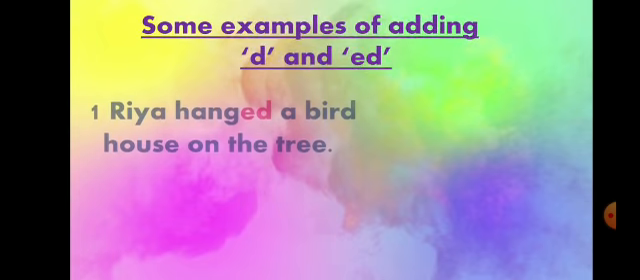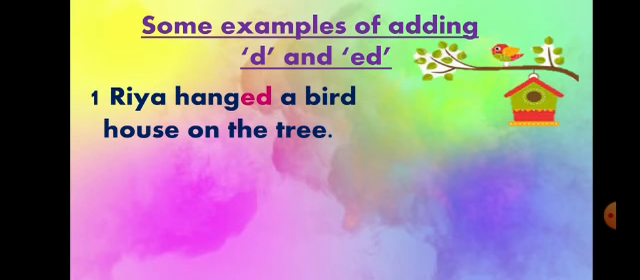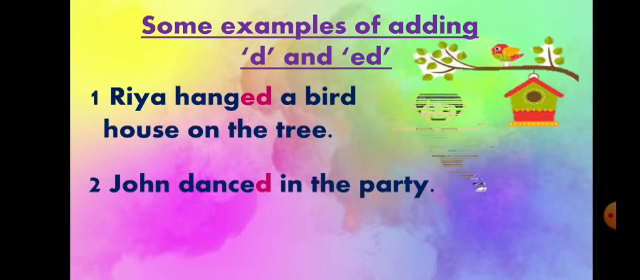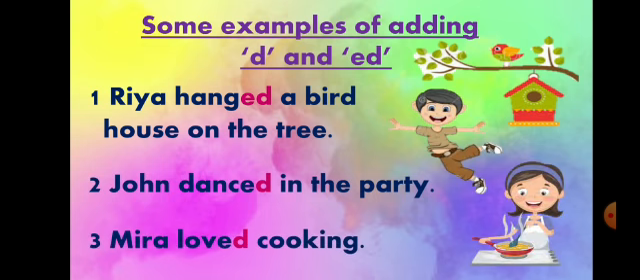Some examples of adding d and ed are Ria hanged a birdhouse on the tree. John danced in the party. Meera loved cooking. You can see in the verbs like hanged, danced, and loved that we have added ed to the main verb to convert them into past tense. As dance and loved are the verbs that end with e, we only add d to them.